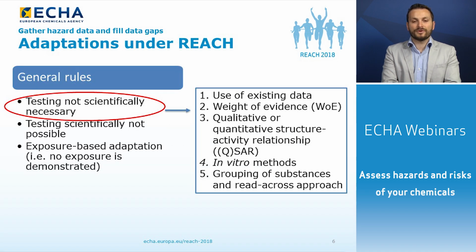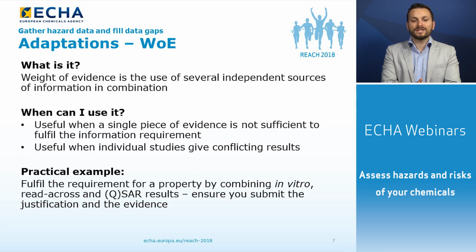The other type of rule for adaptations are the so-called general rules. They are called general because they are not specific for a certain property, but can be used to adapt any information requirement. You can use adaptations when testing is not scientifically necessary or not possible, or when you can demonstrate that there is no significant exposure to your substance. In the next few slides, I will show you definitions and examples of adaptations that can be used when testing is not scientifically necessary. The first adaptation I want to describe is weight of evidence.